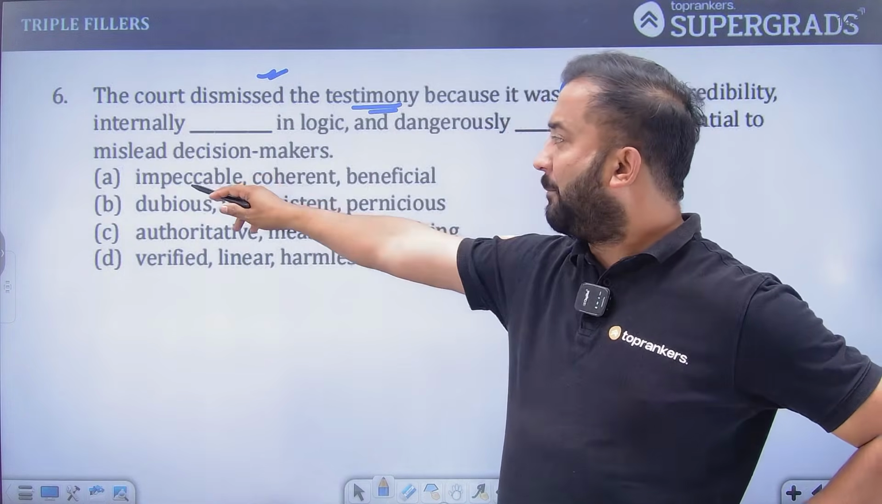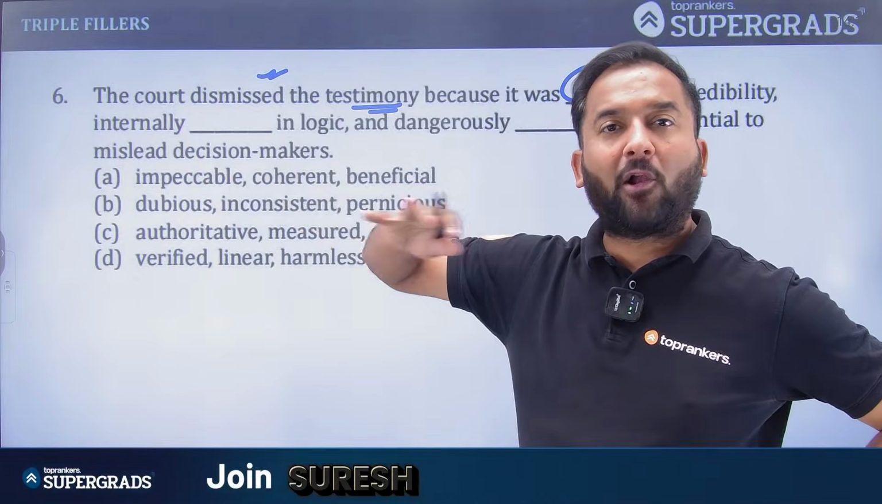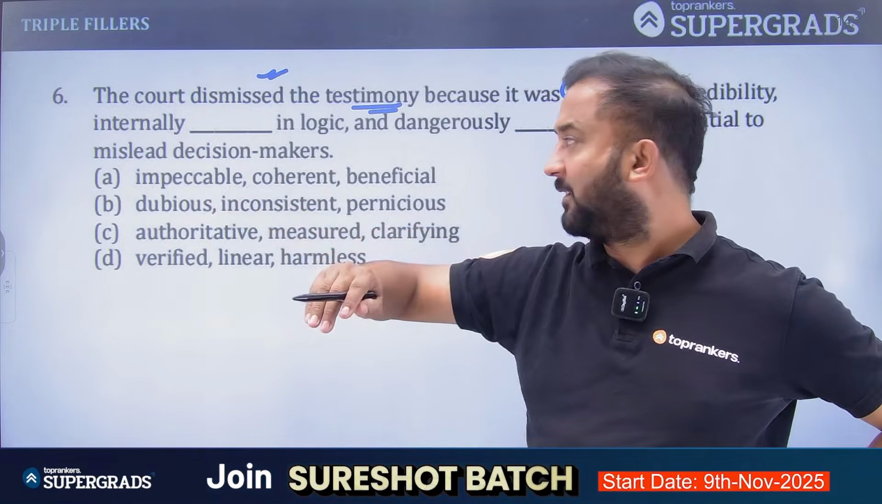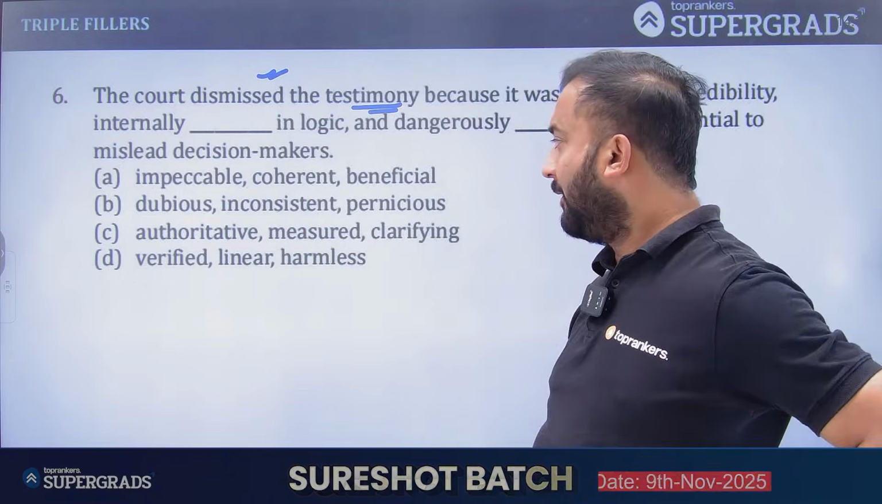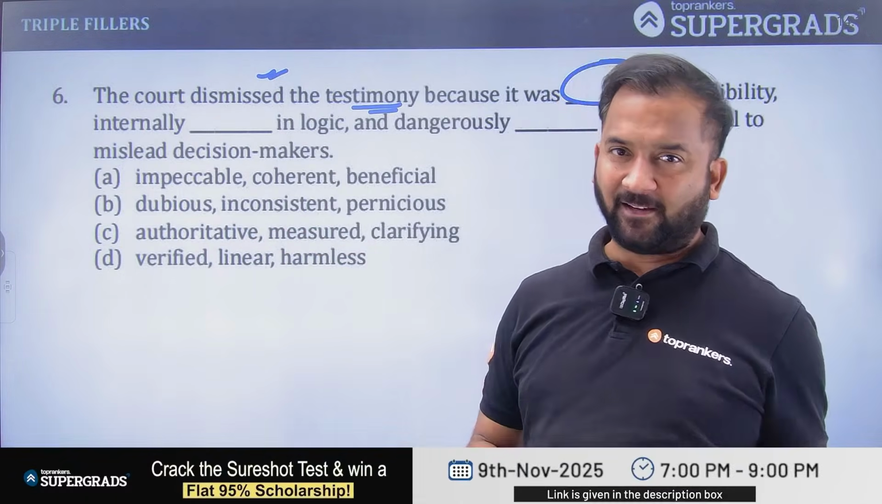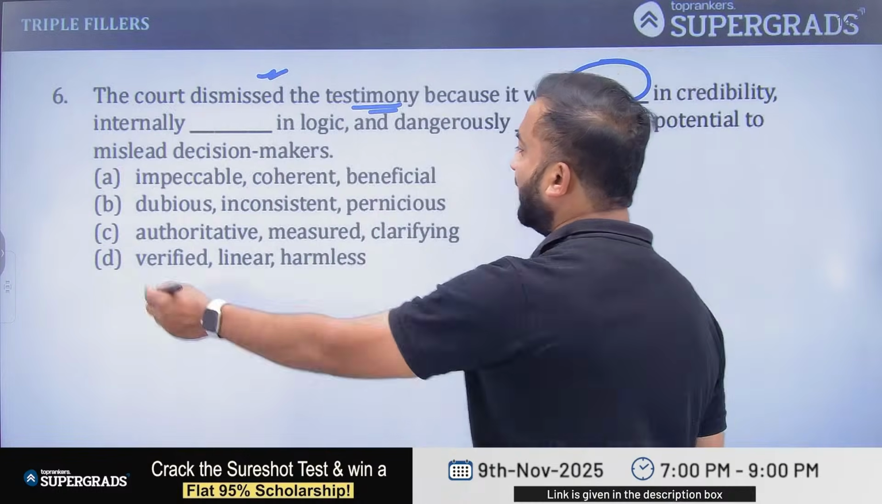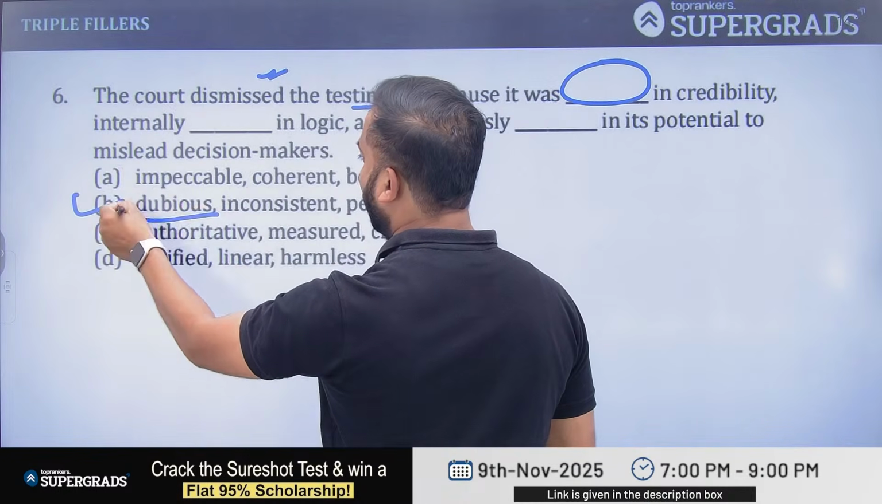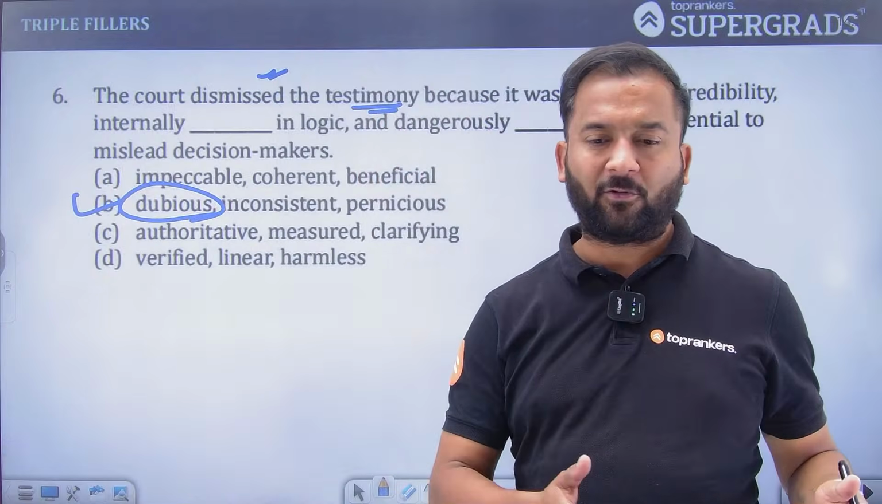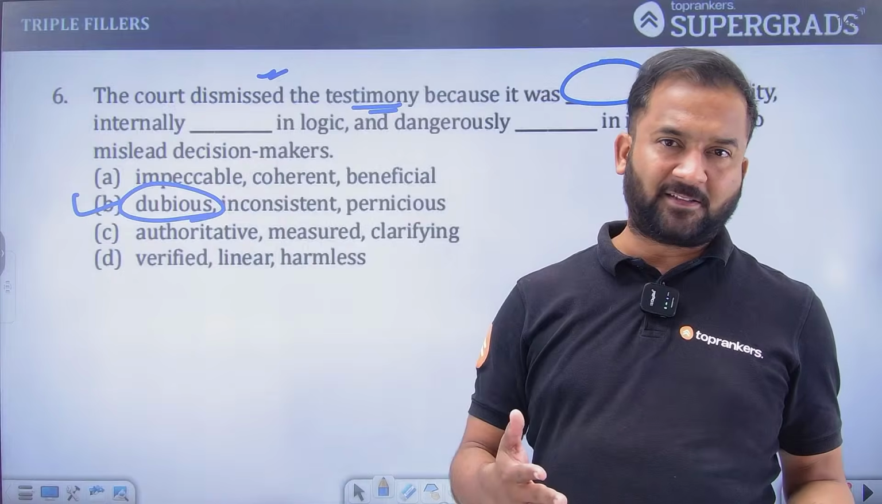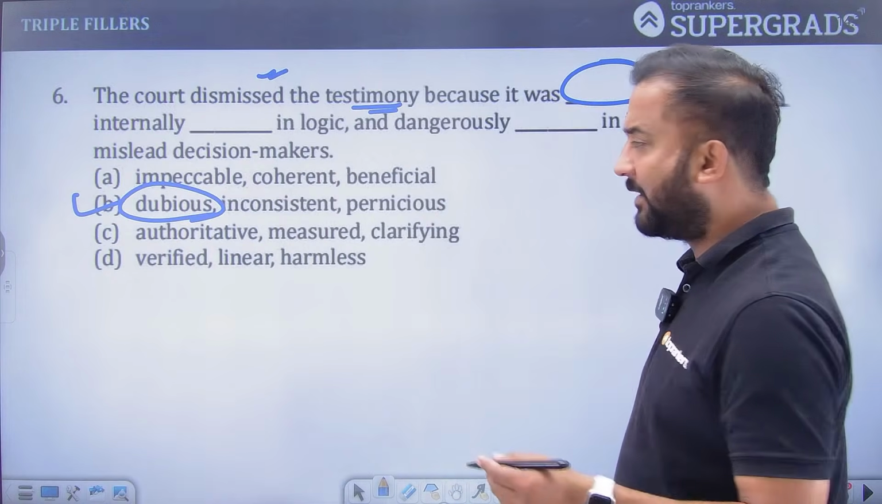Impeccable is something that is flawless, without any mistakes. Authoritative is also that commanding thing. Had it been verified, the court would not have dismissed it. So it was doubtful, it was dubious. I think in this question you don't even need to look at the other fillers. If you understand the first filler properly, that will help you answer this question.